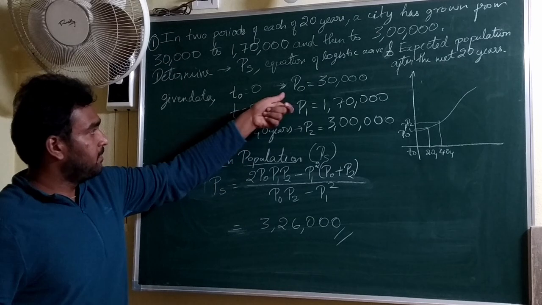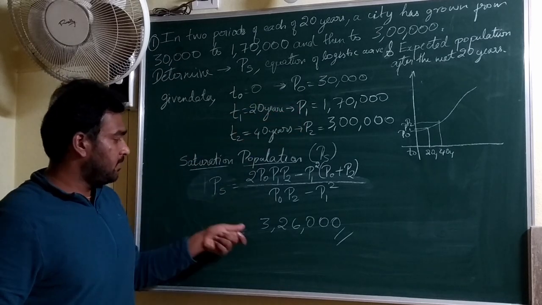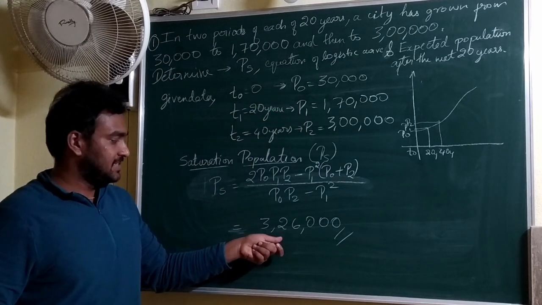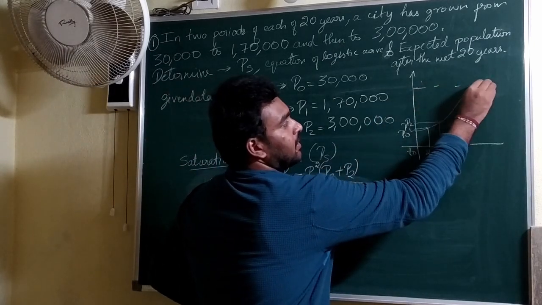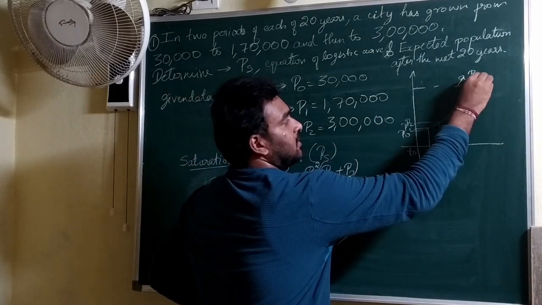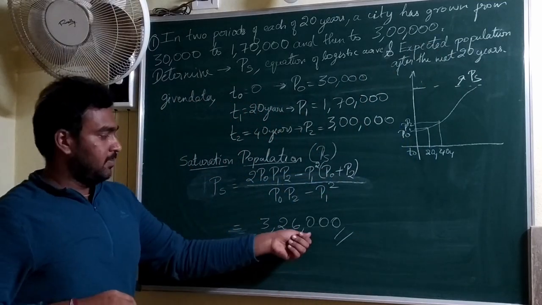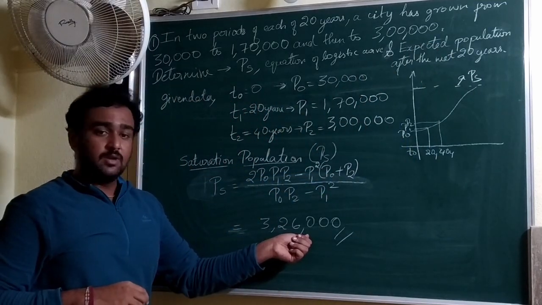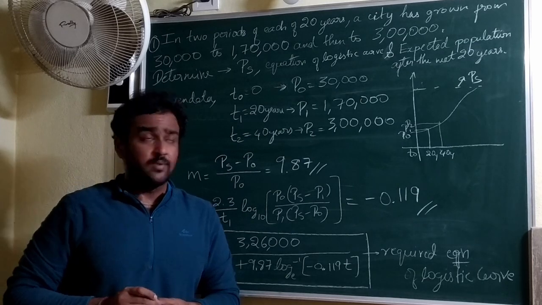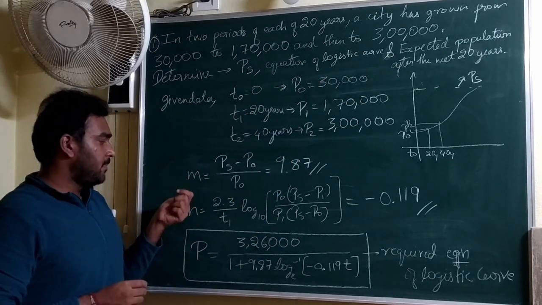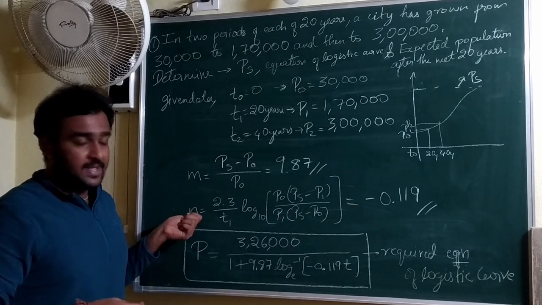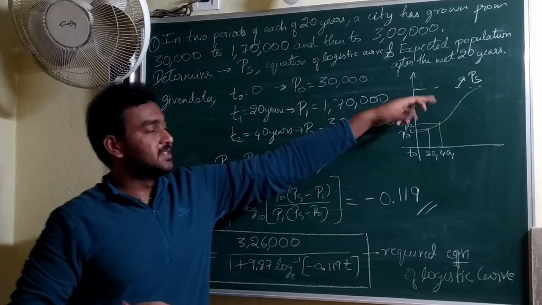By substituting P0, P1, P2 in this, we will get the saturation population as 3,26,000. That means that city can extend up to this. This is Ps. The city has the saturation population 3,26,200. In order to arrive at the equation of the logistic curve, first we need to find the constants m and n. We already found Ps as 3,26,000.